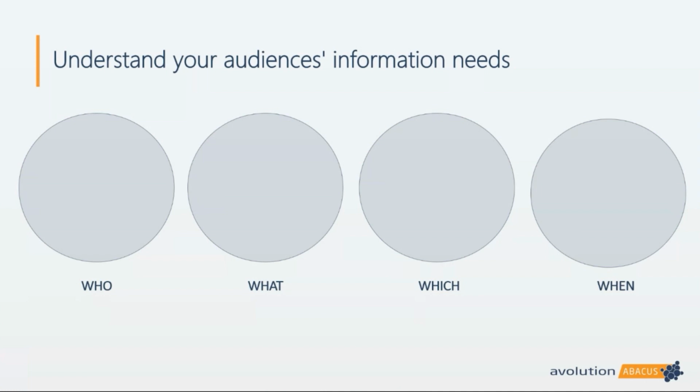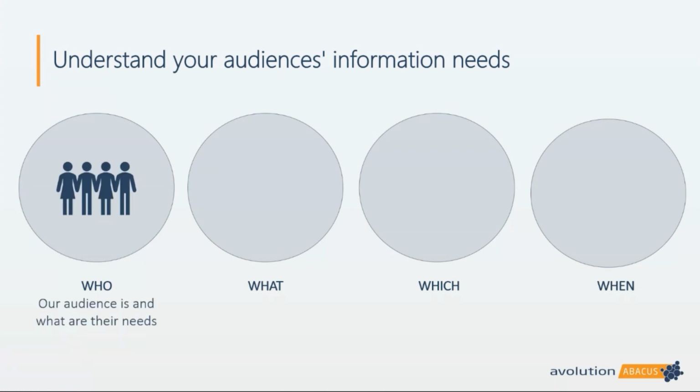When communicating, let's seek to understand the who, what, which, and when of our audiences to be able to serve their information needs. First, who. This would be established in the first of our 6 steps when we identify our audiences. It's critical that we bear in mind the audience that we are attempting to address in order to inform what, which, and when to communicate.